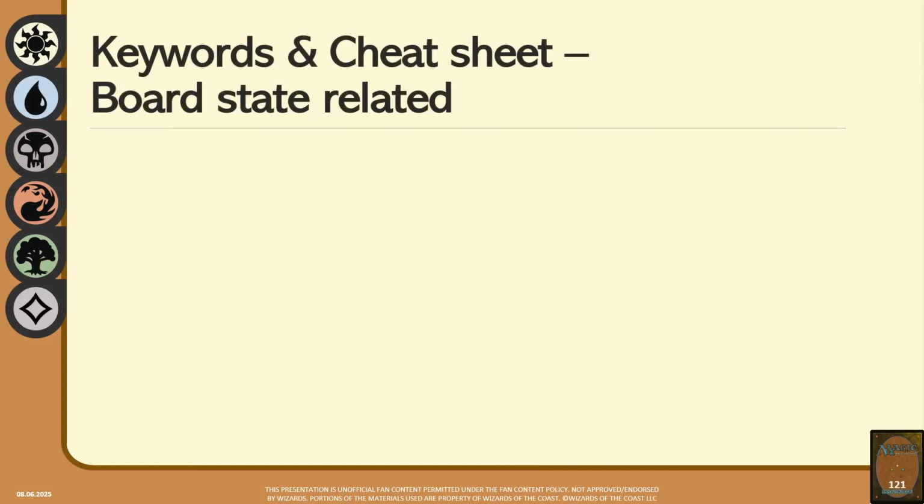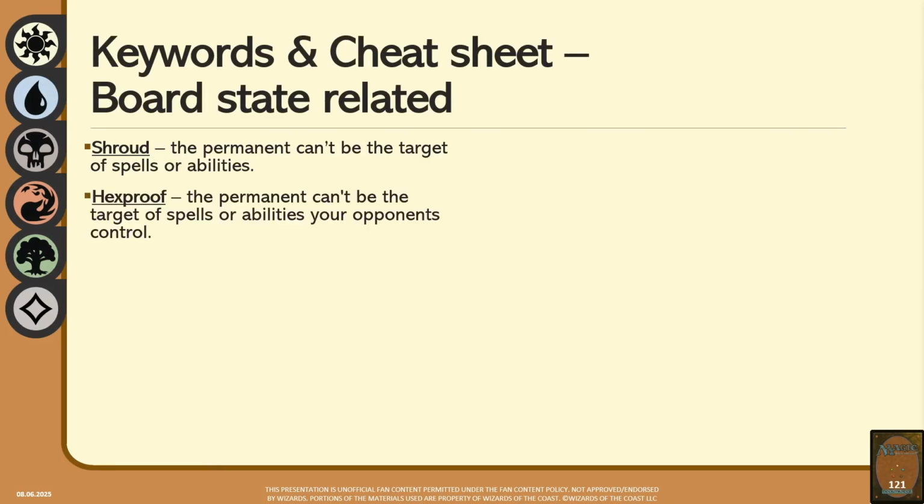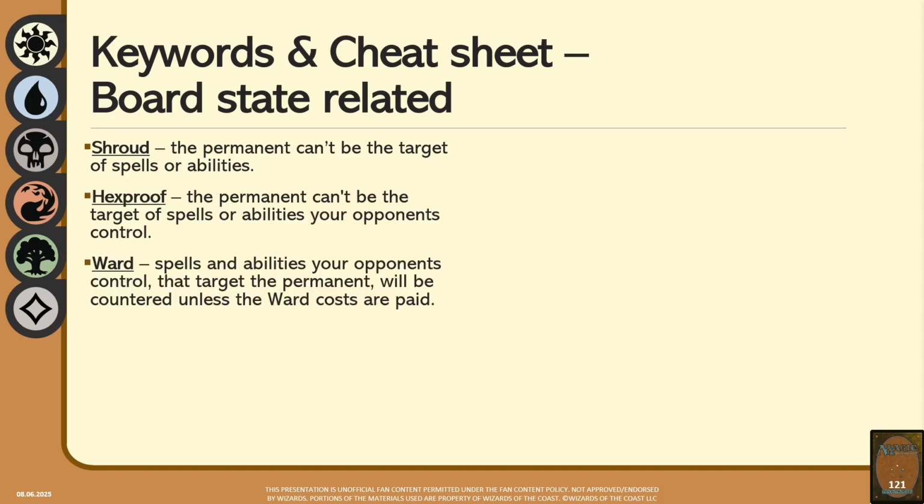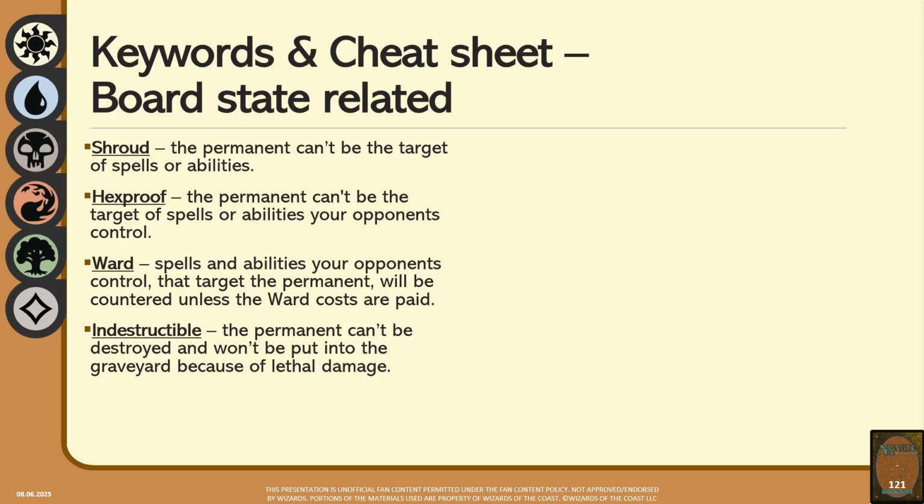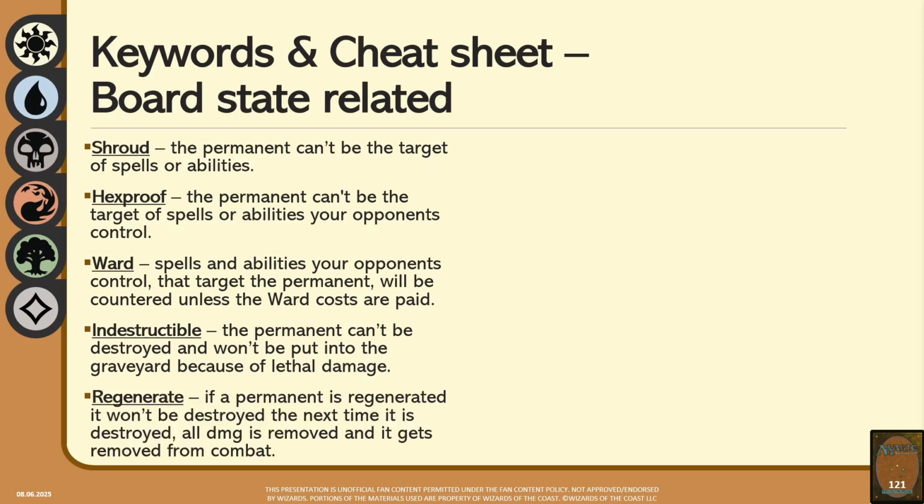Now the board state related keywords. Shroud means the permanent can't be the target of spells or abilities. Hexproof means the permanent can't be the target of spells or abilities your opponents control. Ward means spells and abilities your opponents control that target the permanent will be countered unless the ward costs are paid. Indestructible means the permanent can't be destroyed and won't be put into the graveyard because of lethal damage. Regenerate means if a permanent is regenerated, it won't be destroyed the next time it is destroyed. All damage is removed and it gets removed from combat.